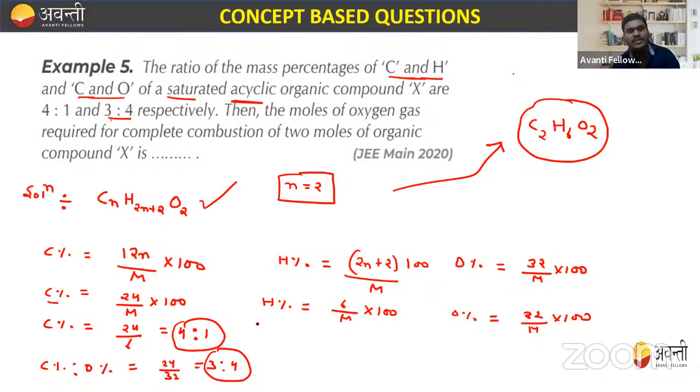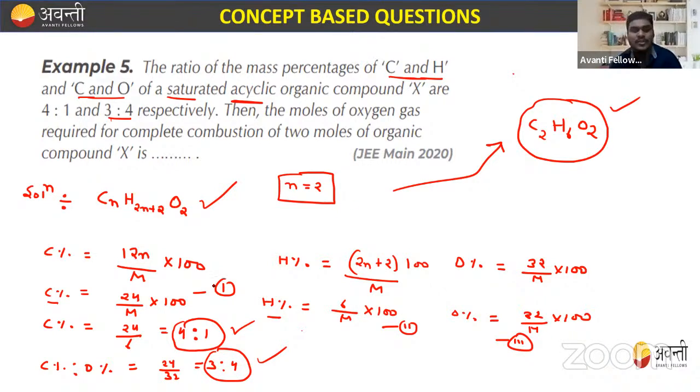We have the percentage of carbon and the percentage of hydrogen. So the C to H ratio comes out to be 24:6, that is 4:1. And this 24 and 32 comes out to be 3:4, right? So by using equation 1, equation 2, and equation 3, from these we get 4:1 and 3:4. By this, we came to know that here n is only 2. So the formula of this compound X is C2H6 and O2. This is clear to you, right?